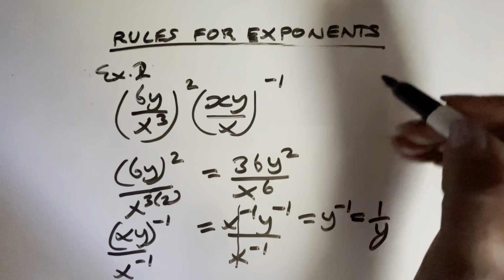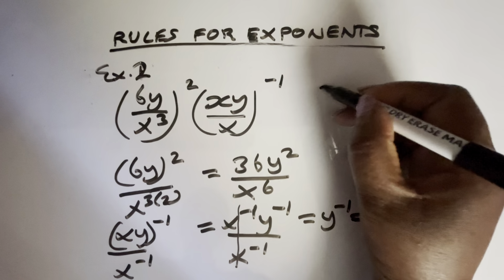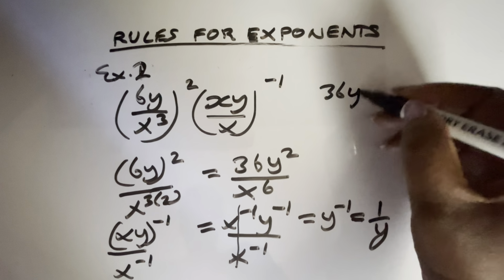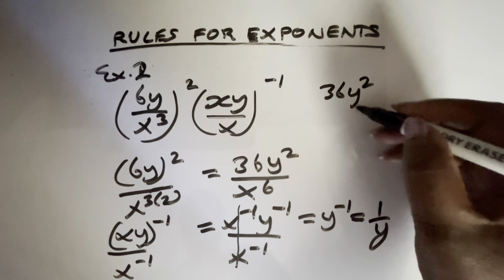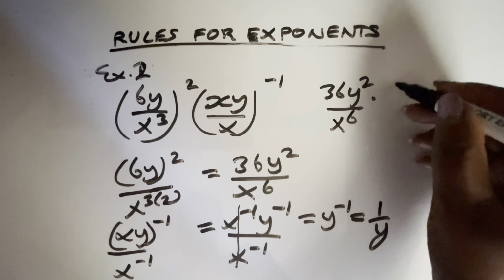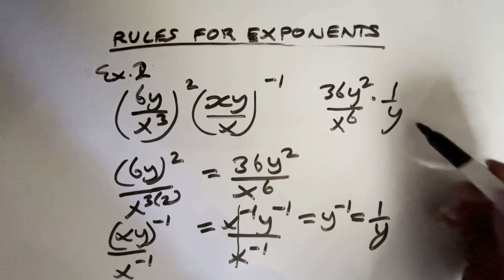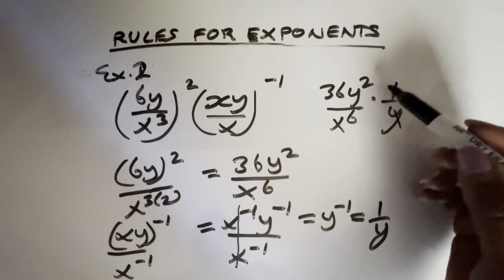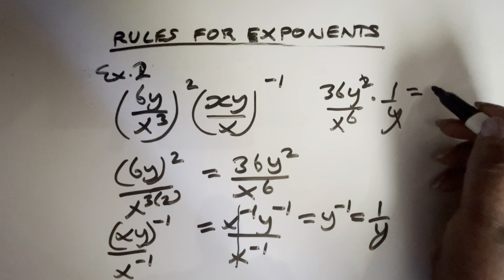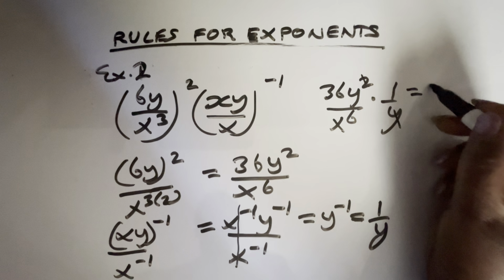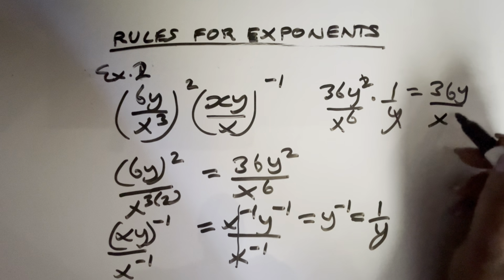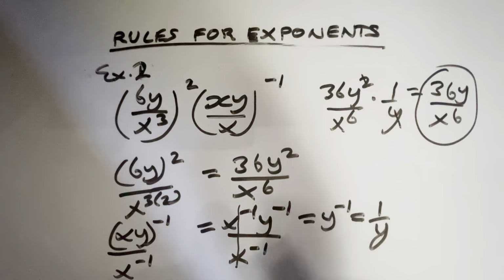Now, finally, we have our first expression, 36 y squared over x to the 6 times 1 over y. Where this y is going to cancel with one of these y's. So our final expression is going to be 36y over x to the power 6.